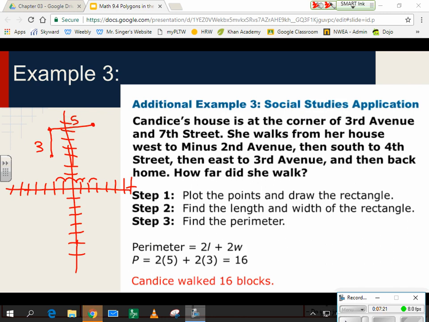Then we have to go east to 3rd Avenue. 3rd Avenue would be about here. So how far did we go? 1, 2, 3, 4, 5. Then she went back home, and that's the same as over there, which is 3.